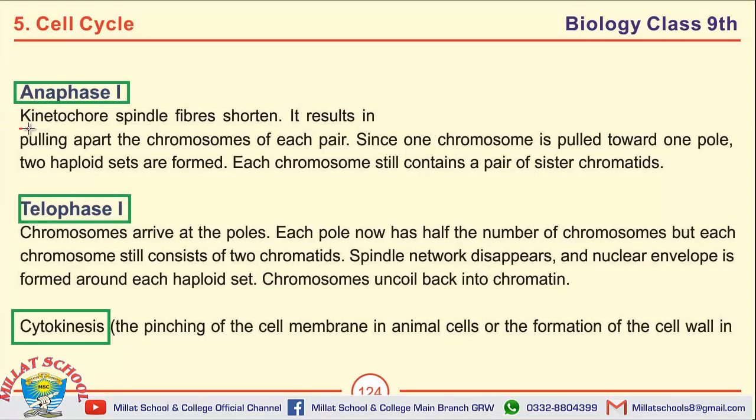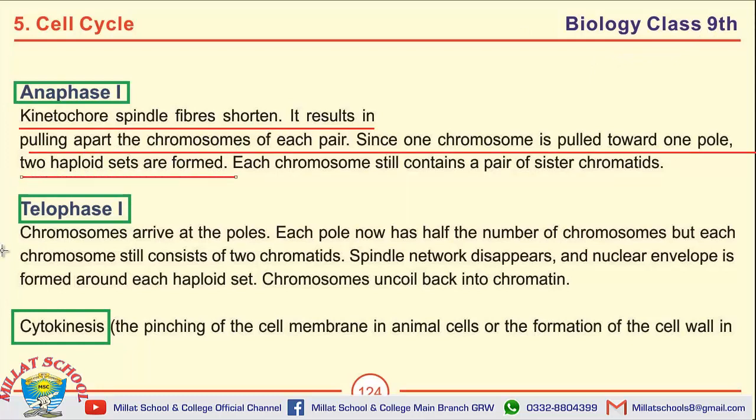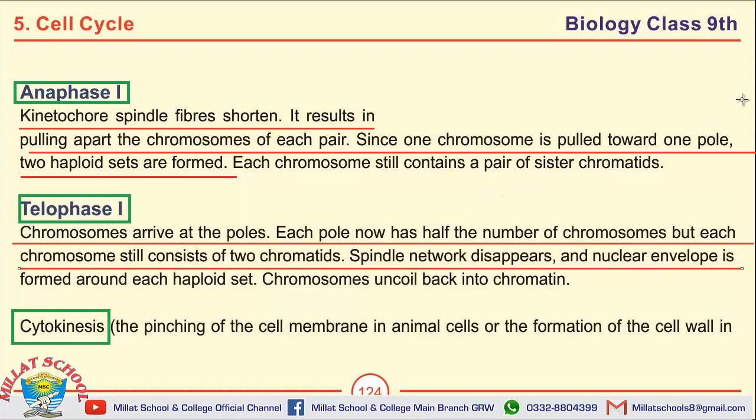During anaphase, kinetochore spindle fibers are shortened that results in the pulling apart of chromosomes. One chromosome is pulled towards one pole and two haploid sets are formed. What is telophase 1? During telophase 1, chromosomes arrive at the poles, and each pole having half number of chromosomes consists of two chromatids. Spindle network disappears and the nuclear envelope is formed around each haploid set.